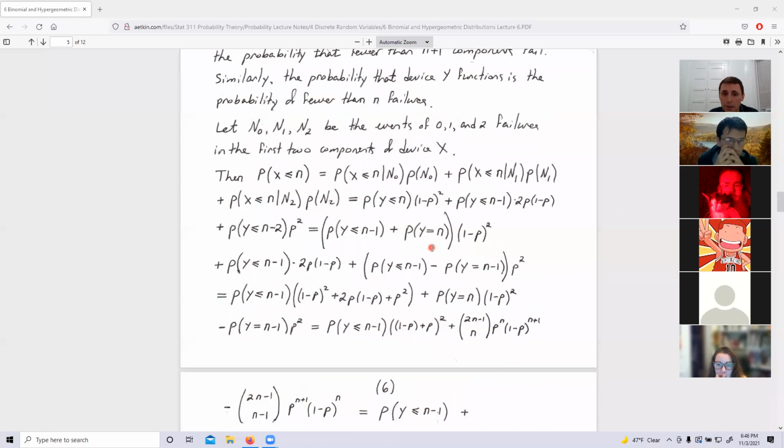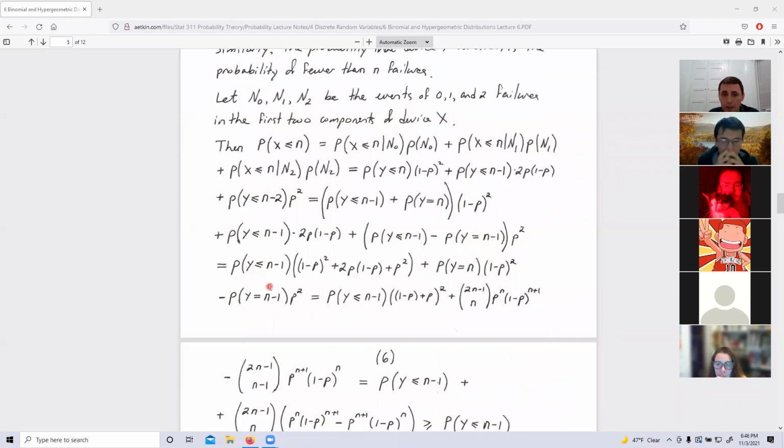Good. So what do we have here? So then I just factor it out. I have the probability of y less than or equal to n minus 1 times all this probability here, plus the probability of y equal to n times the probability here, and minus the probability y equals n minus 1 times this probability here. And so when I simplify it, this is a perfect square. This is equal to 1. So it's the probability of y less than or equal to n minus 1.